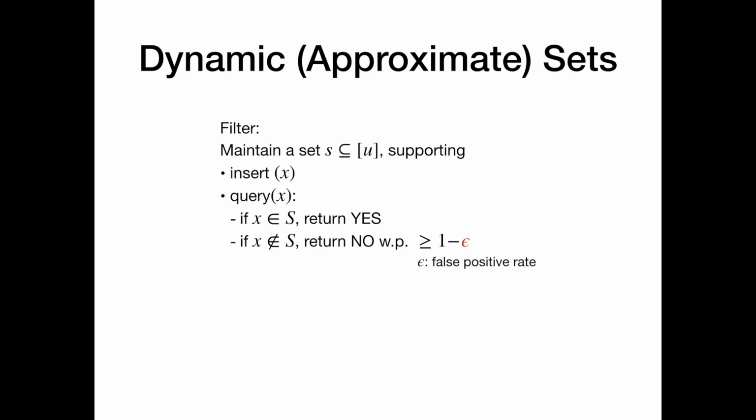Filter is one of the most popular approximate variants of the dictionary problem. The problem asks for a data structure supporting, first, inserting a new element. Second, checking if an element has been inserted, where a small false positive rate is allowed.